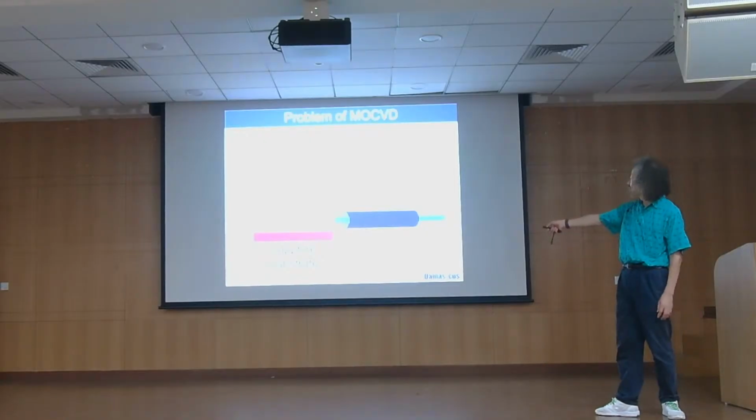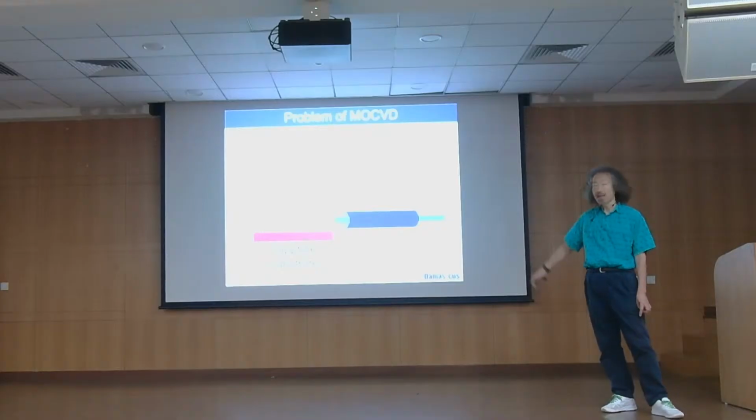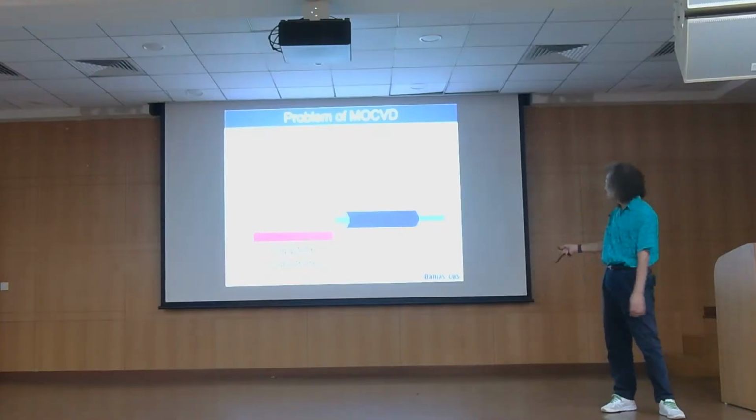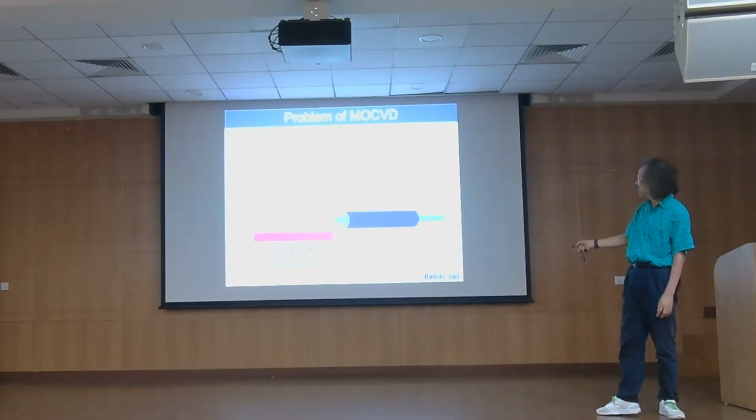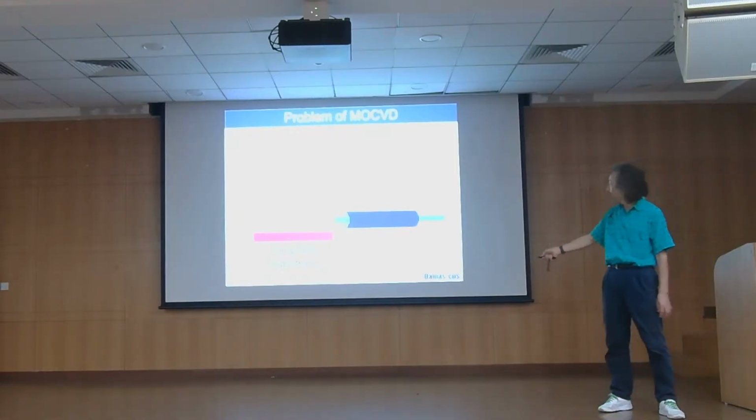The problem is the reactant gas does not reach the sapphire substrate for some reason. Well, you can think of different reasons. The first thing is, the gas is provided in parallel to the substrate.